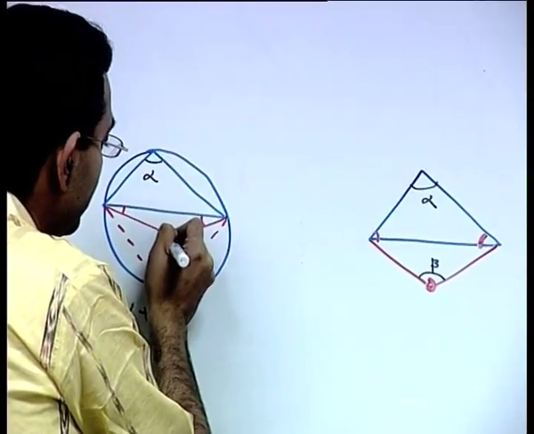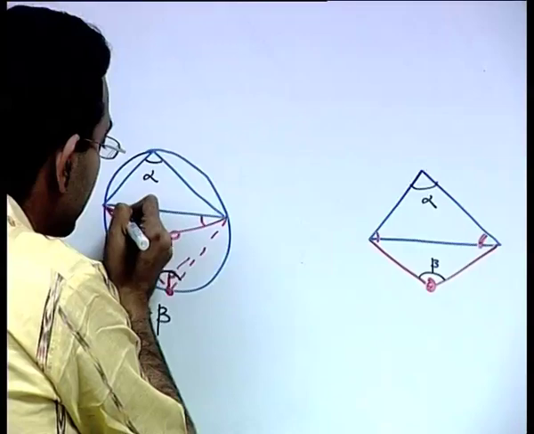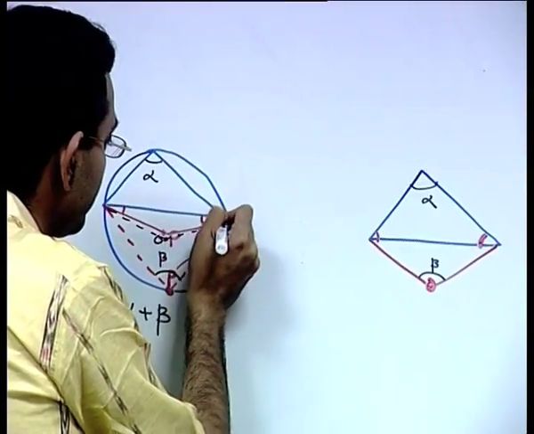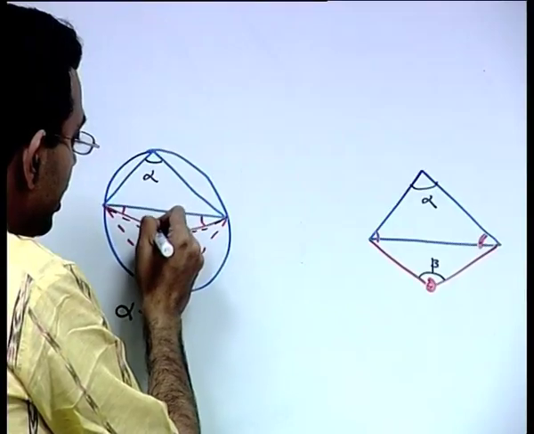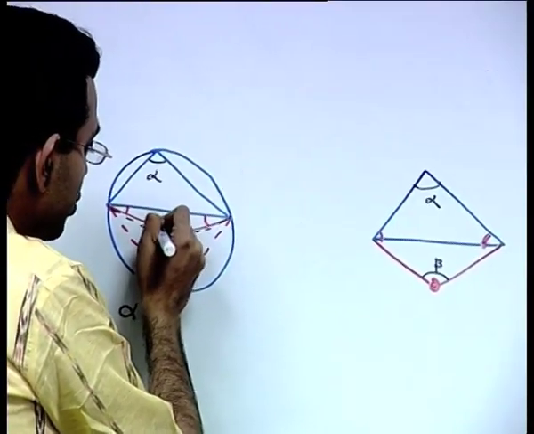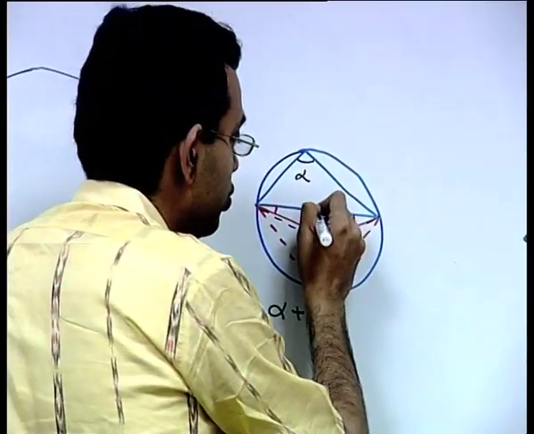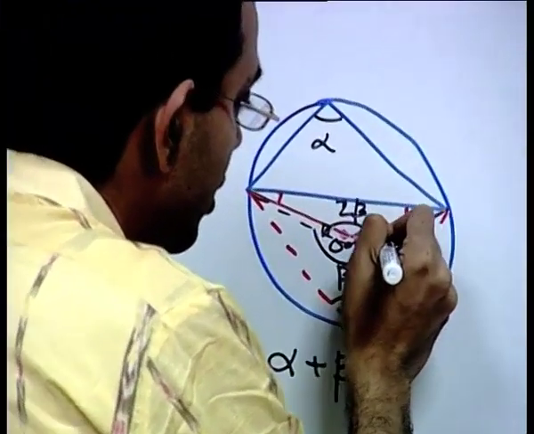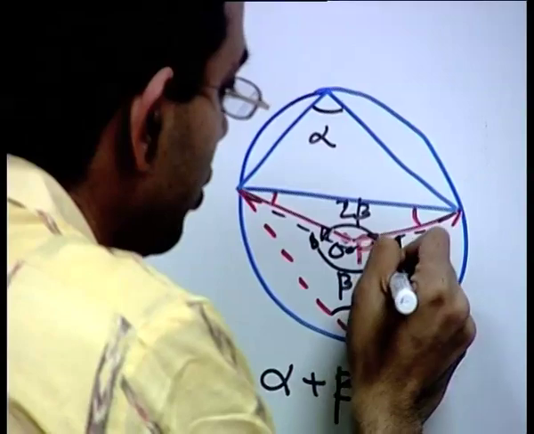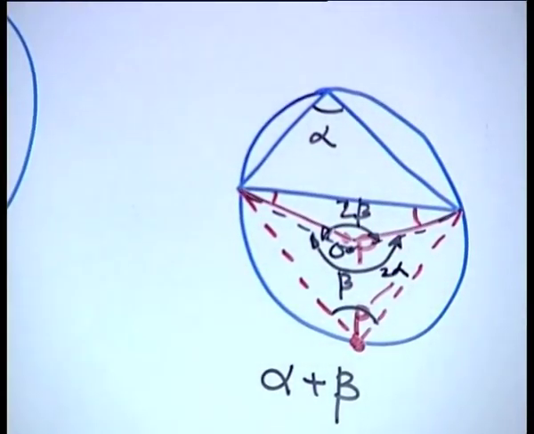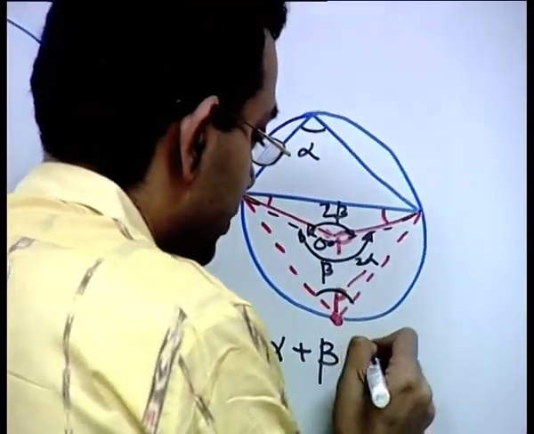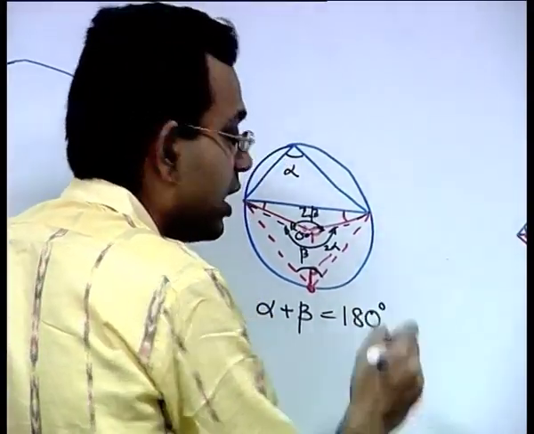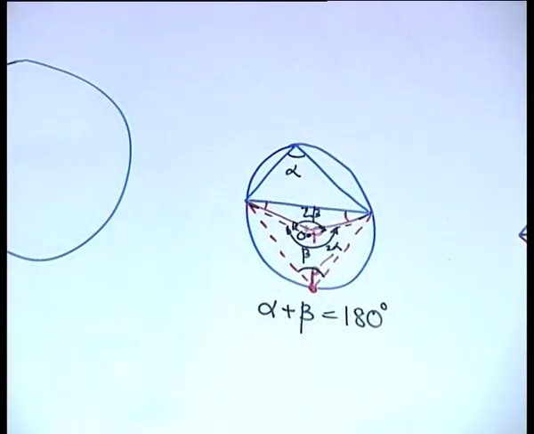If you consider this as the center of the circle, the angle at the center is twice the angle at the circumference. So this is 2 beta. Similarly this angle is 2 alpha. So 2 beta plus 2 alpha is 360 degrees. So alpha plus beta is 180 degrees. Otherwise it is a cyclic quadrilateral, and from that also it follows.